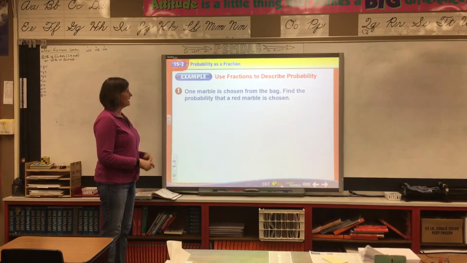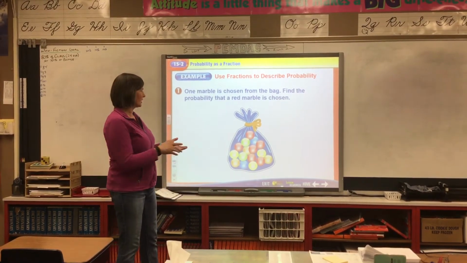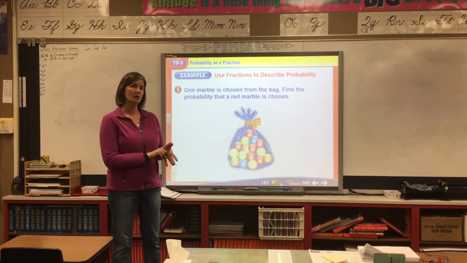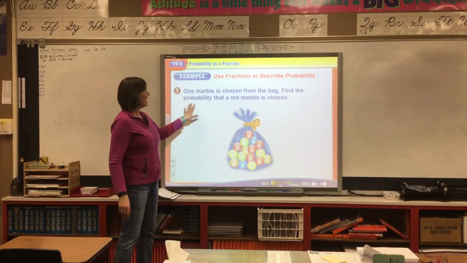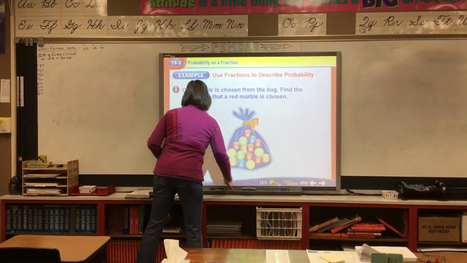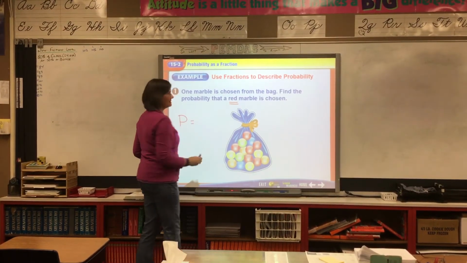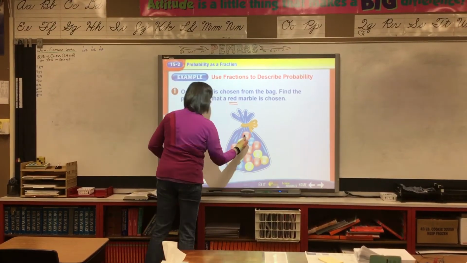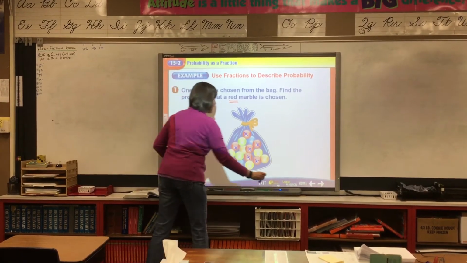For example, in this bag here we have 16 different marbles, and they are different colors. We have red, orange, yellow, green, and blue. I counted the marbles, and there's a total of 16 in there. They are asking us to find the probability that a red marble is chosen. The letter P stands for probability. Because they're specifically asking for red, we count how many red are in there. There are 1, 2, 3, 4, 5, 6 red marbles.